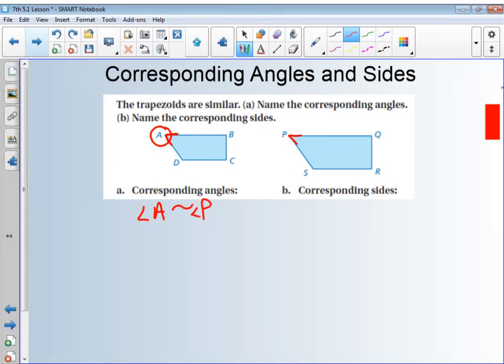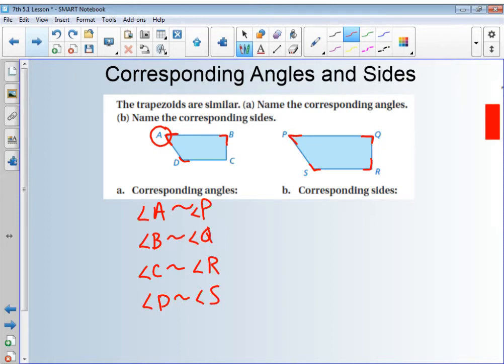Let's do the next one. It doesn't matter the order that I choose. I'm going to work around clockwise. So angle B corresponds to angle Q. Angle C corresponds to R. And lastly, angle D corresponds to angle S. Okay, so there's all of our corresponding angles.